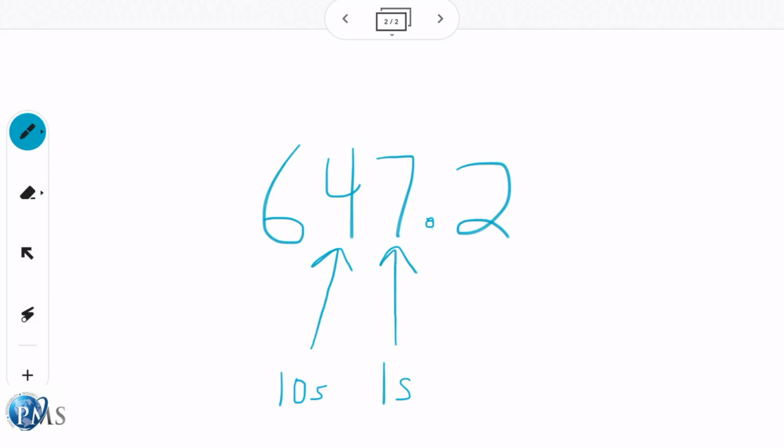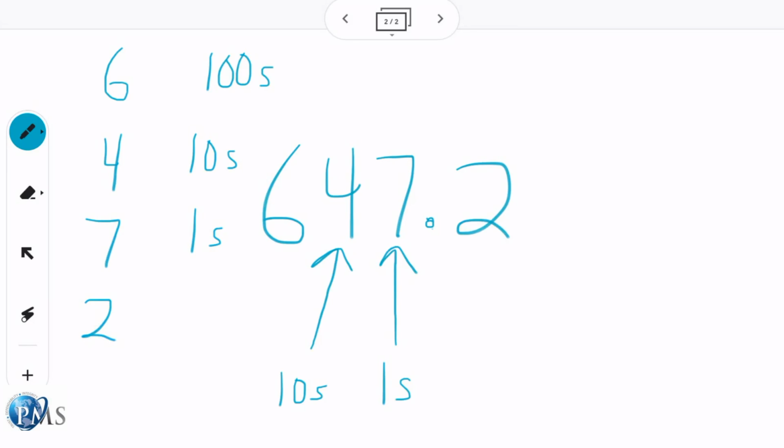647.2, well, if you broke it down, this might be a little bit tricky to see here, but we'll do our best. The 6 represents the number of 100s, right? We said that that's the hundreds place. The 4 is the number of tens. So there's 6 hundreds, there's 4 tens, there's 7 ones, and there's 2 tenths.